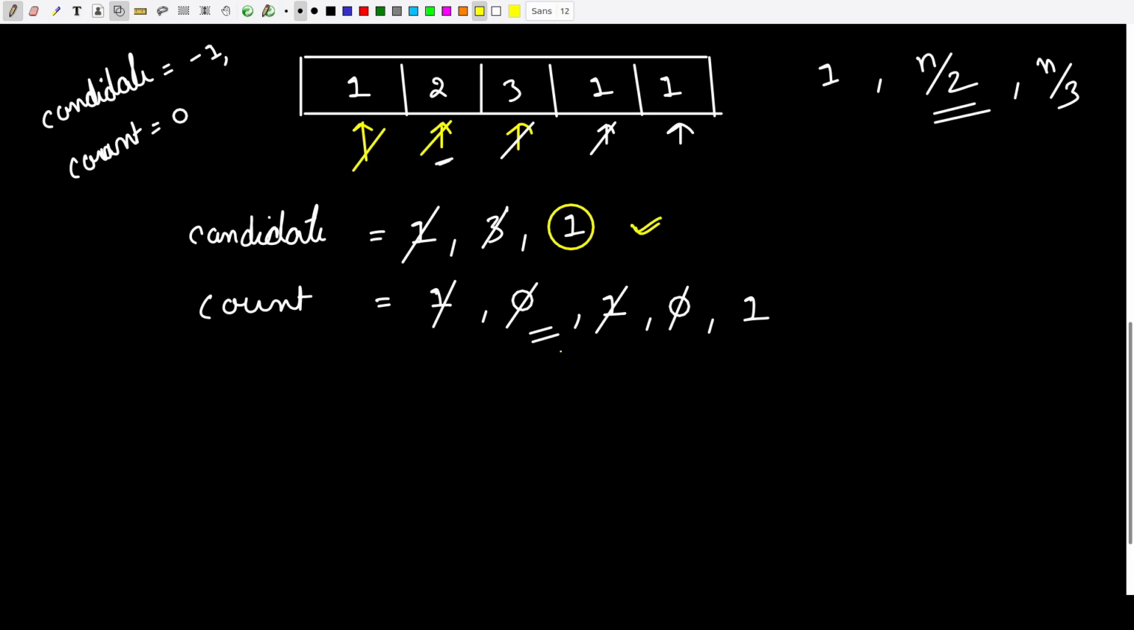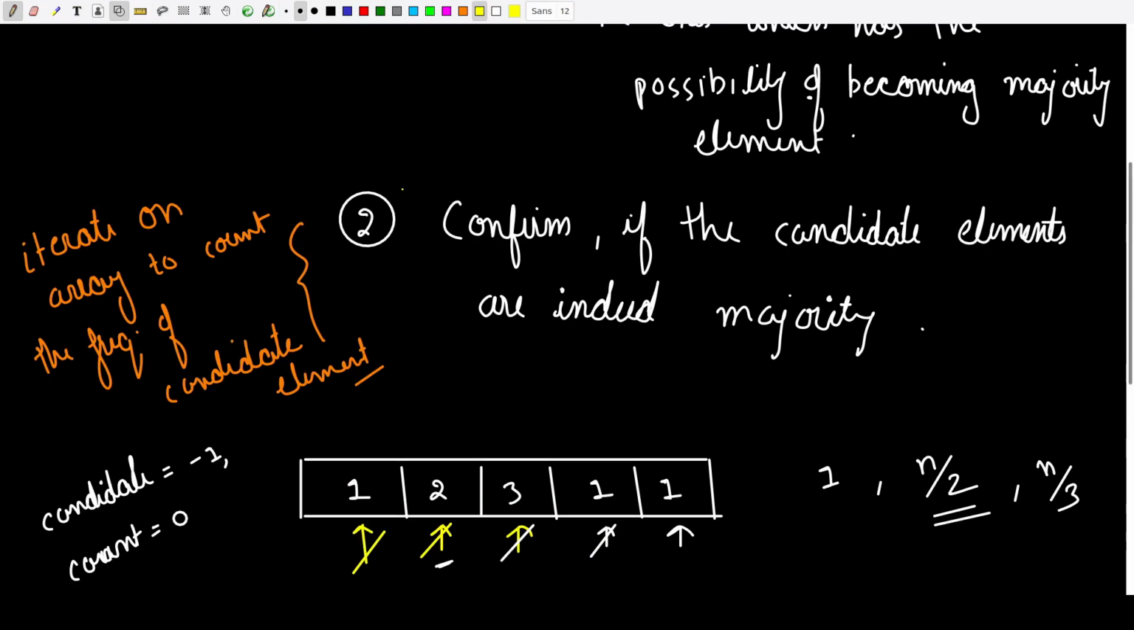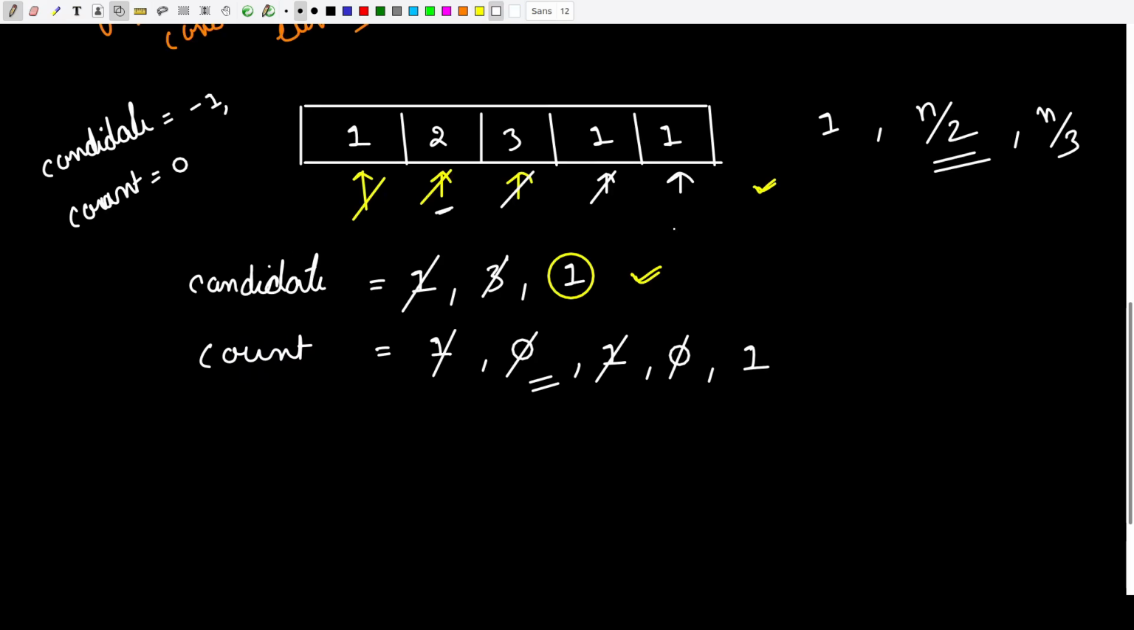Please note, finding a candidate element does not guarantee that the candidate element is a majority element. In order to confirm that the candidate element is the majority element, we have to go through the confirmation cycle, which is this. So that's the general idea behind Moore's algorithm, folks. Now let us see how we can use this Moore's algorithm in order to solve for n by 3.